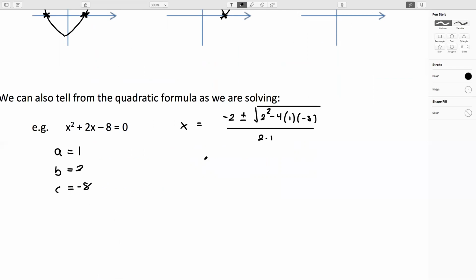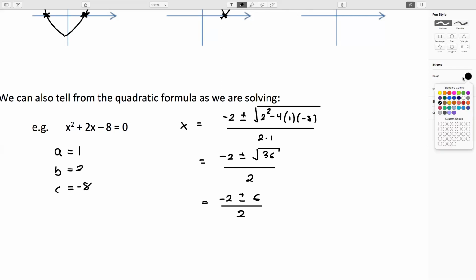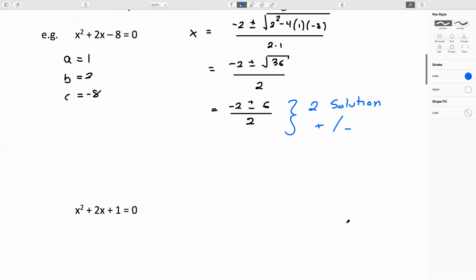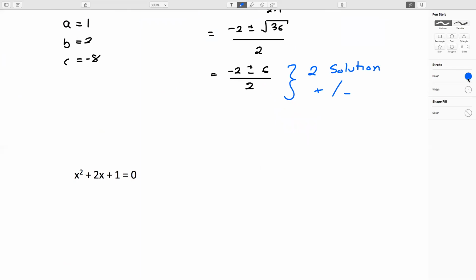This will simplify to negative 2 plus or minus the square root of 36 all over 2. This will simplify to minus 2 plus or minus 6 over 2. So this one is going to give us 2 solutions. One's going to come from the plus, one's going to come from the minus.